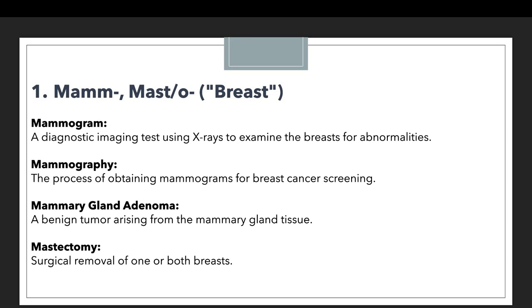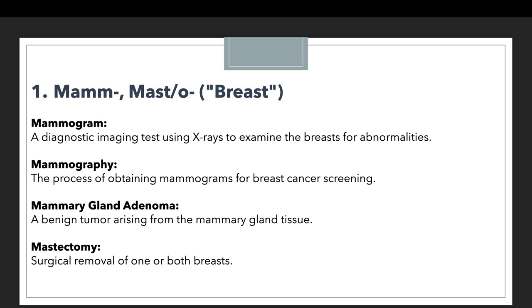Next we have mammary gland adenoma. Mammary gland adenoma means a benign tumor arising from the mammary gland tissue. This is a condition where tumors start arising from the mammary gland tissues. In that case we will utilize the terminology mammary gland adenoma, which is composed with the prefix mammo or mam, which is again related to breast.